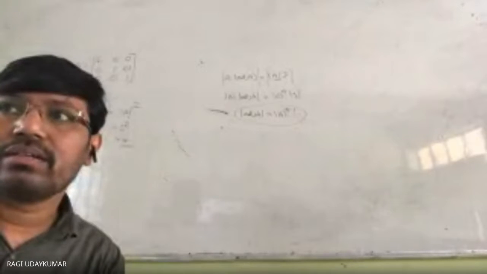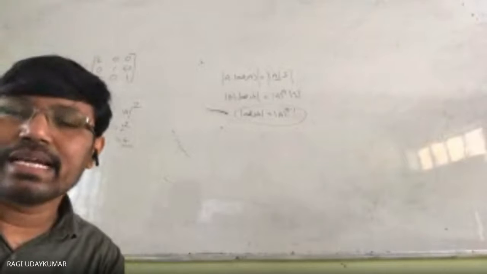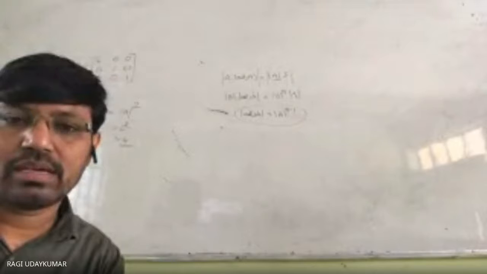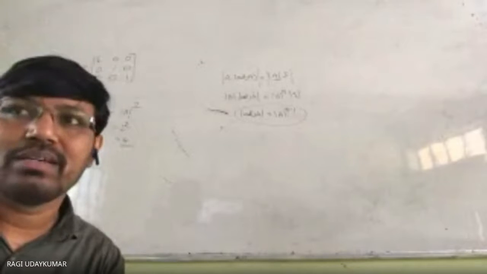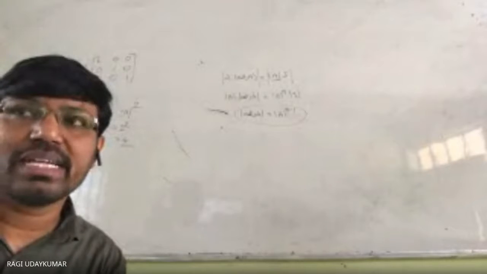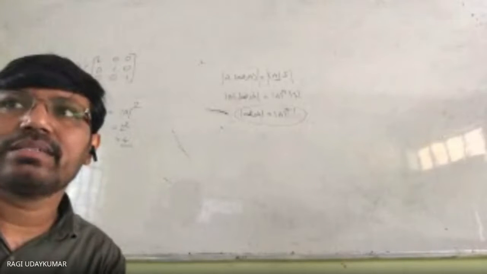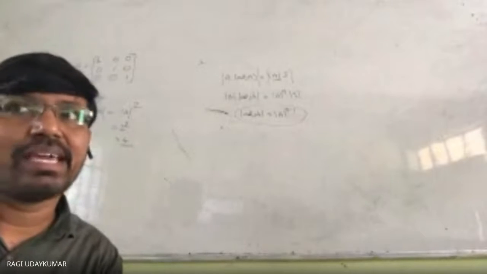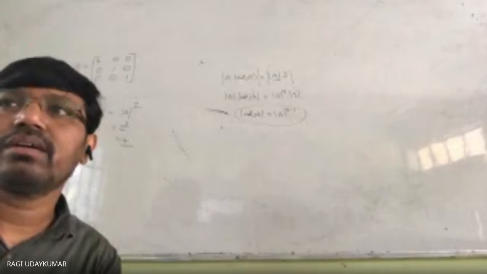In case of inconsistent, adjoint of A into B should not be equal to 0. If adjoint of A into B should not be equal to 0, with determinant of A equal to 0, see here, these are the conditions you need to remember.